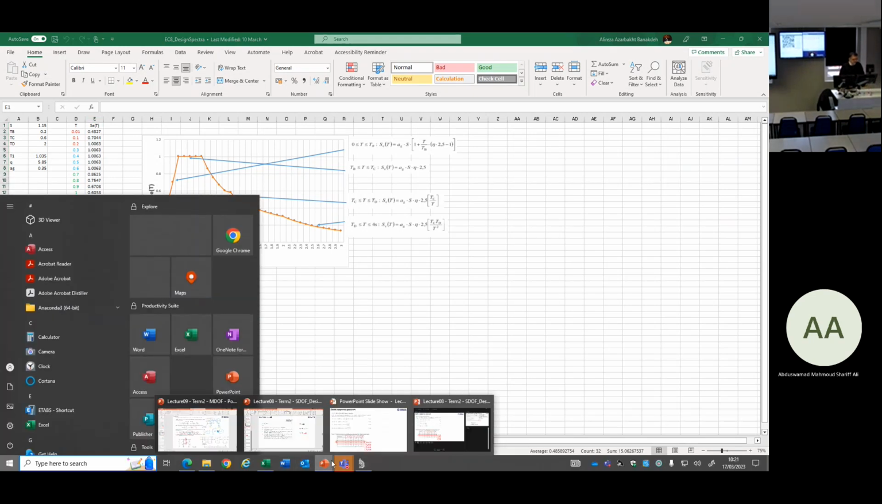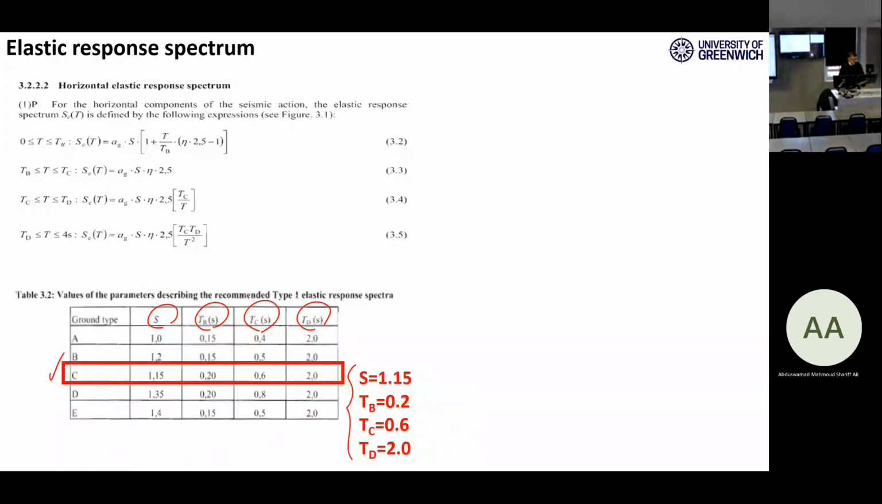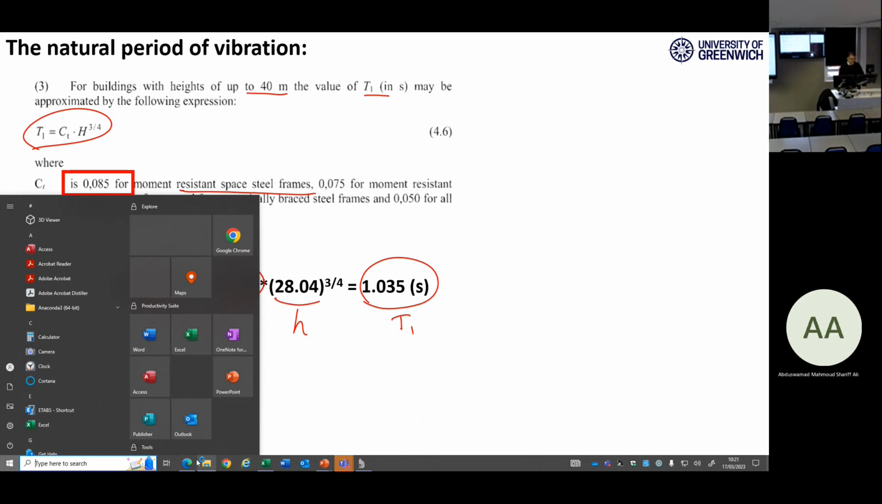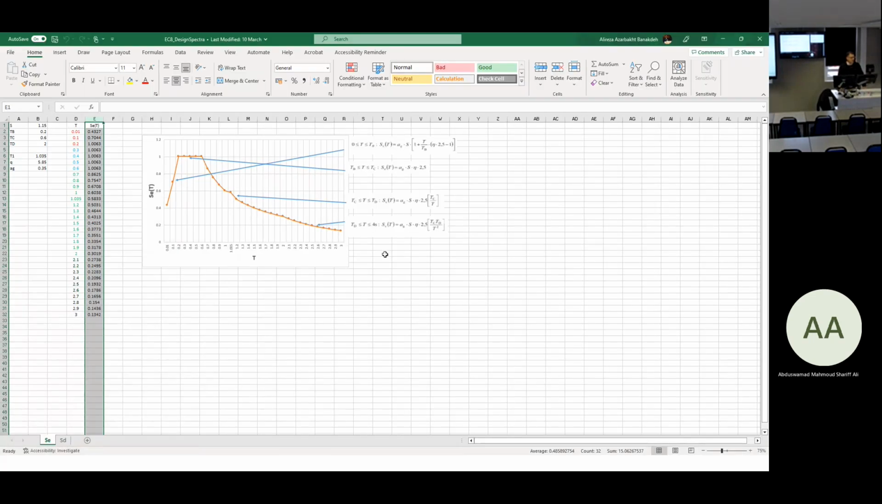We calculated already t1, 1.035 seconds. With this t1, we go to the Excel file. With these 4 parts, I just plot the shape of the spectral acceleration. You just go here, 1.035, and read this number. You only need to read one number from the whole graph.